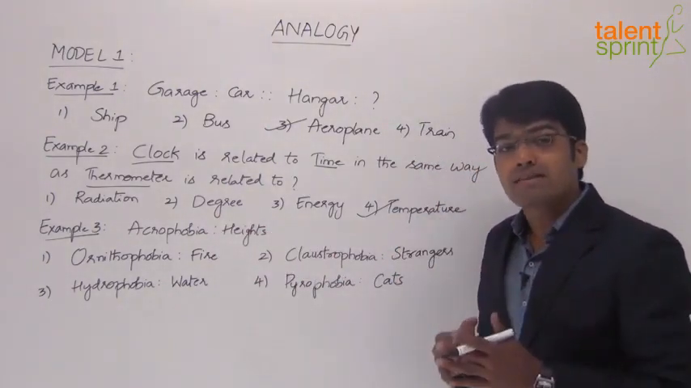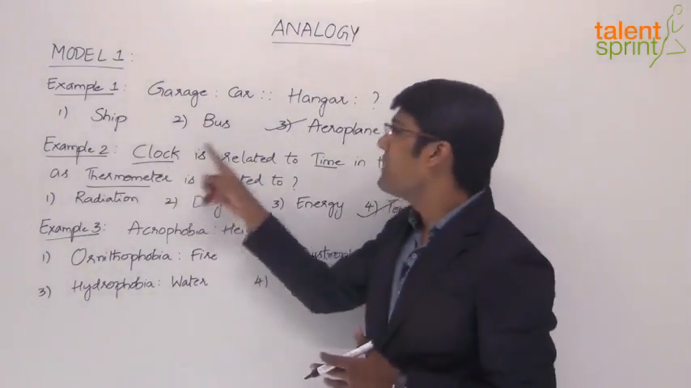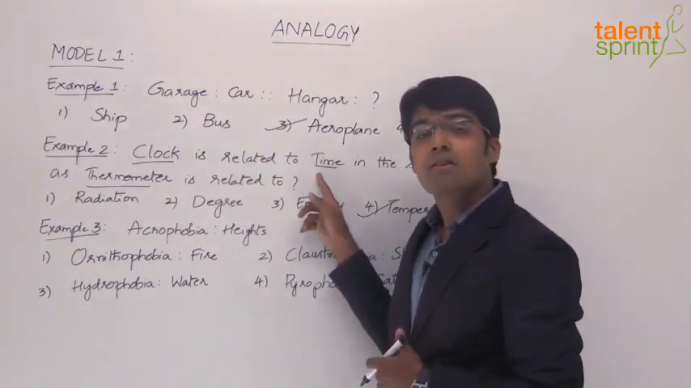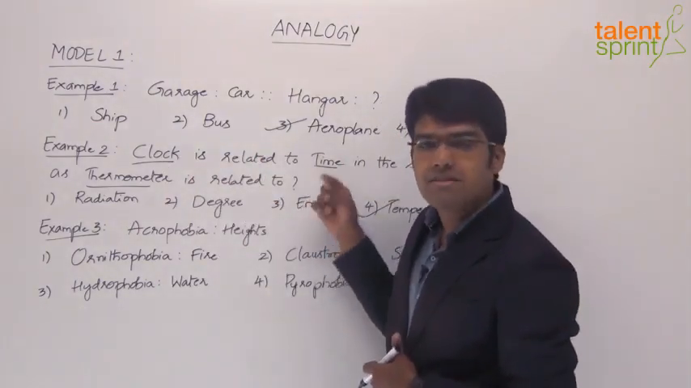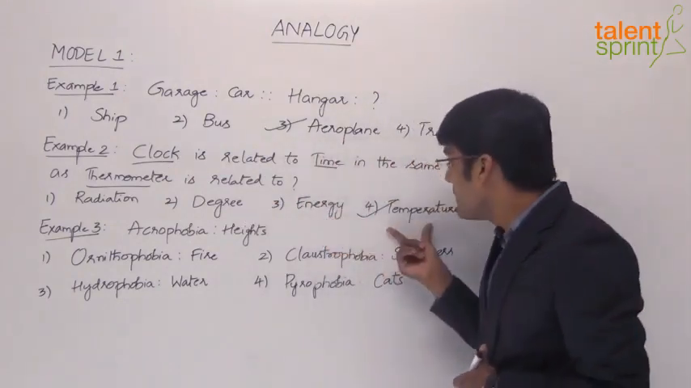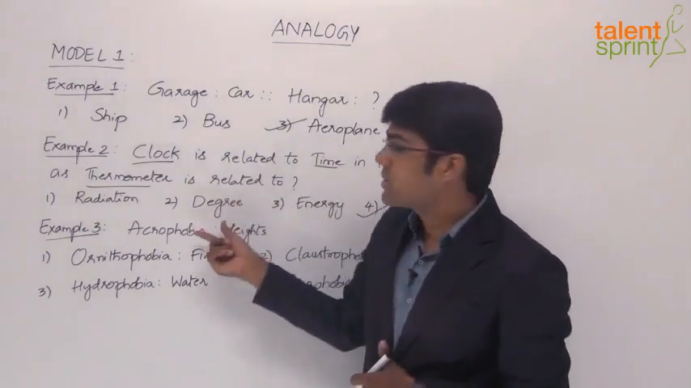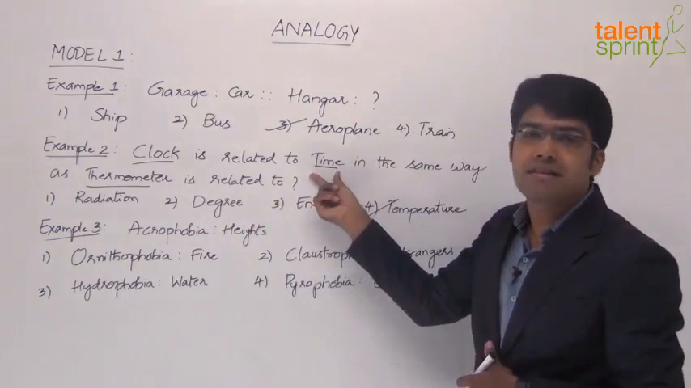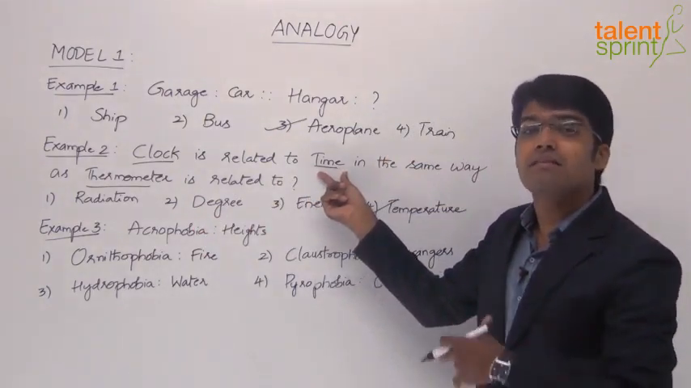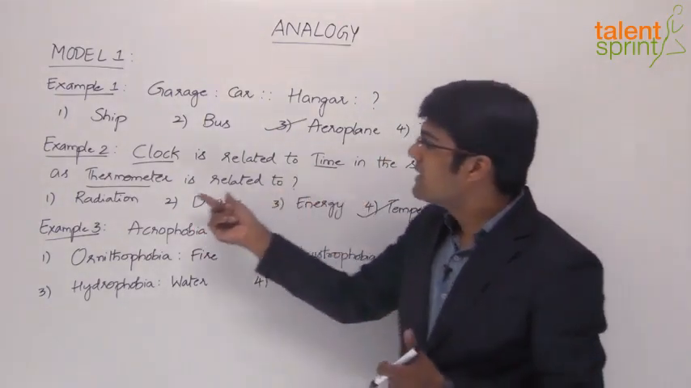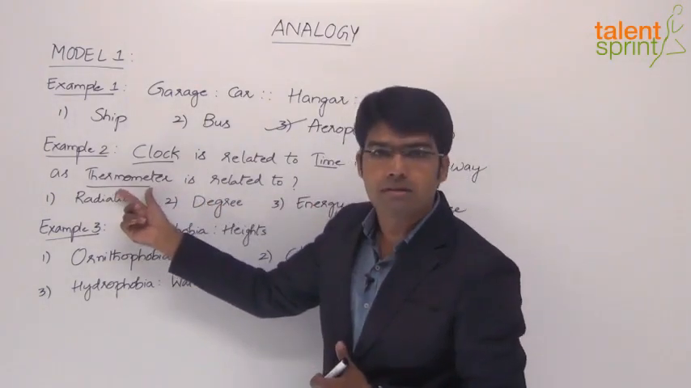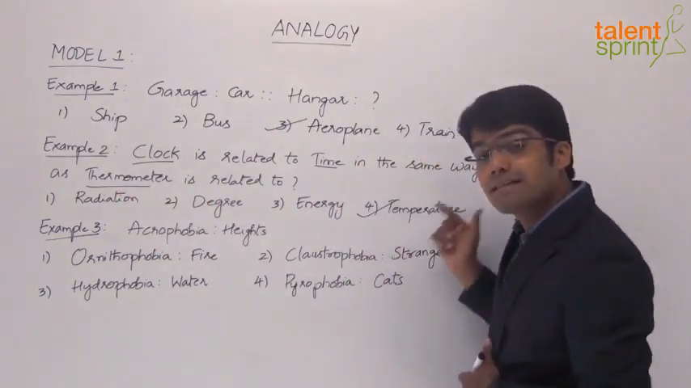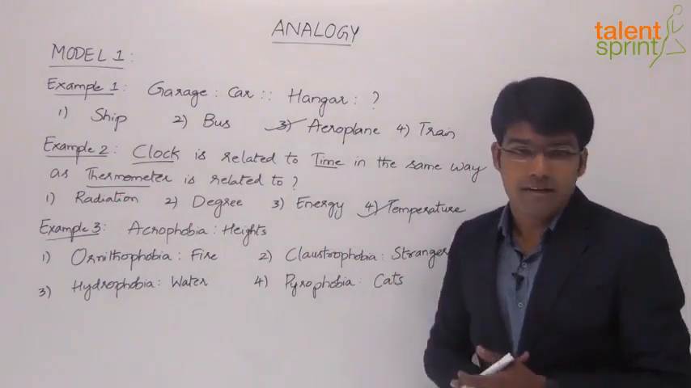The point that we need to understand here is clock measures time in the units of hours. Time is measured in hours. Likewise, temperature is measured in degrees. So here the quantity that is measured is time. It is measured in the units of hours. Likewise, the quantity that is measured by thermometer is temperature, and this temperature is measured in the units of degrees.